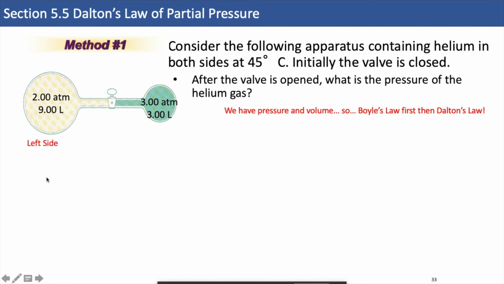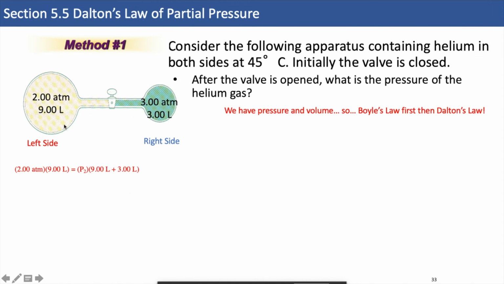So I'm going to mark the left side as red and the right side as blue. Now picture this. I have 2 atmospheres and 9 liters. That's nice and easy to picture here. Now, when this valve opens, the after effect is going to be now I have 9 plus 3. So now notice 9, 10, 11, 12. I have 12 liters worth of volume now.